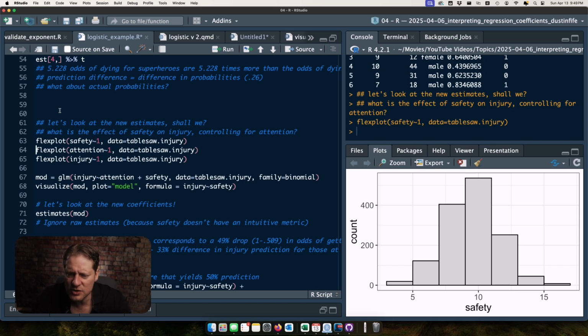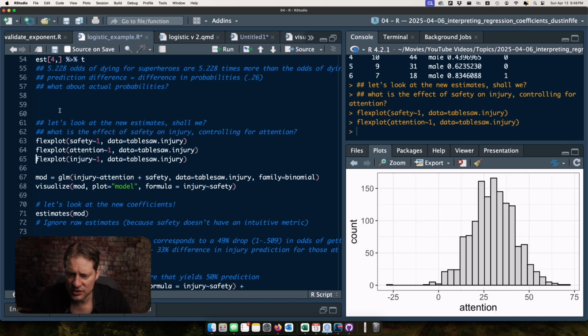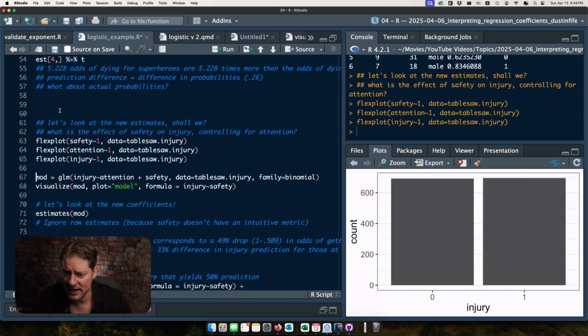Safety scores are centered on 10 and range from about 0 to 20-ish. Attention scores range from approximately 0 to 75, but we've got somebody with a negative 30-ish, something like that. Not sure what that's about. If this weren't a simulated data set, I would investigate that, but it's a simulated data set, so I'm not going to investigate that. Now I'm going to look at injury.